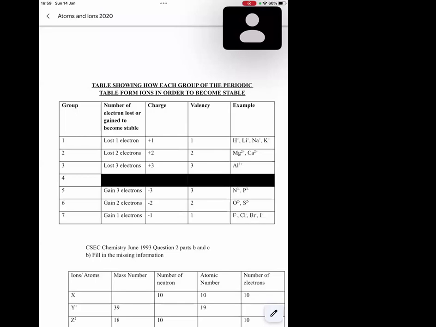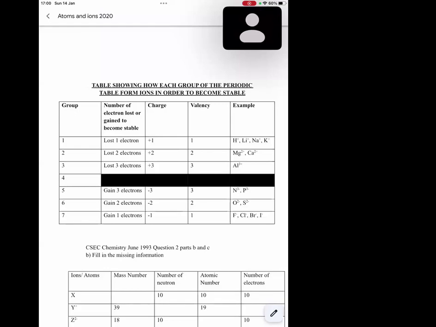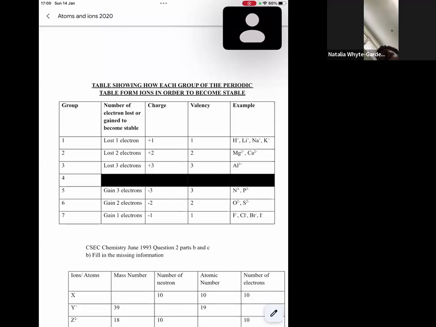Ready? Elements in group 7 have 7, need 1 more to get 8, so they'll gain 1 electron. Their charge is -1, and so they have 1 as the valency. Examples are F-, Cl-, Br-, I-. So we have the fluoride ion, the chloride ion, the bromide ion, and the iodide ion.